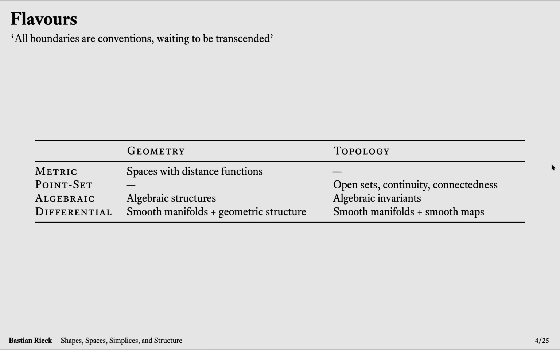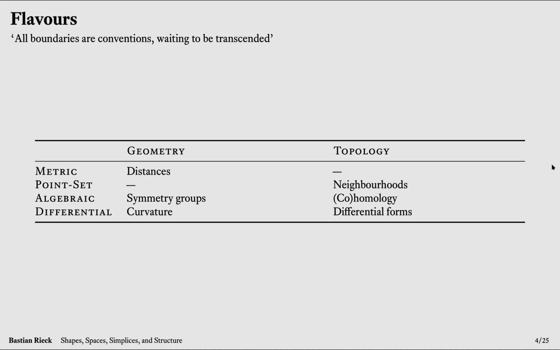But point set topology is all about open sets, continuity, and connectedness. So the things that are very foundational, very fundamental to your data. Algebraic geometry, on the other hand, is all about algebraic structures, whereas algebraic topology is all about algebraic invariants, so things that you can calculate, mostly with linear algebra. Differential geometry is about smooth manifolds and their geometric structures, and differential topology is mostly about smooth manifolds and the smooth maps connecting them. Or, to make it more clear, metric geometry is about distances, point set topology is about neighborhoods, algebraic geometry is about symmetry and symmetry groups, algebraic topology is about cohomology or homology, differential geometry is about things like curvature and more, of course, and differential topology is about differential forms and more, of course.